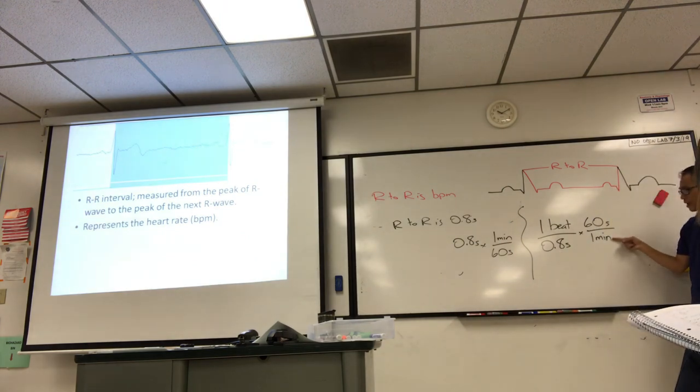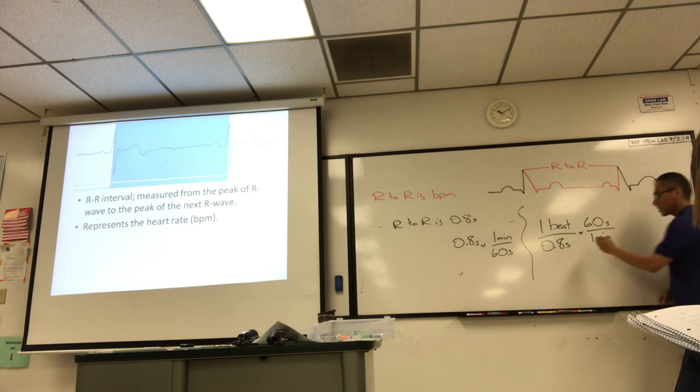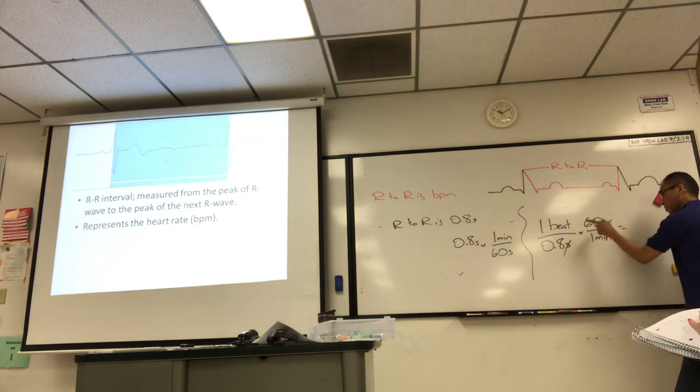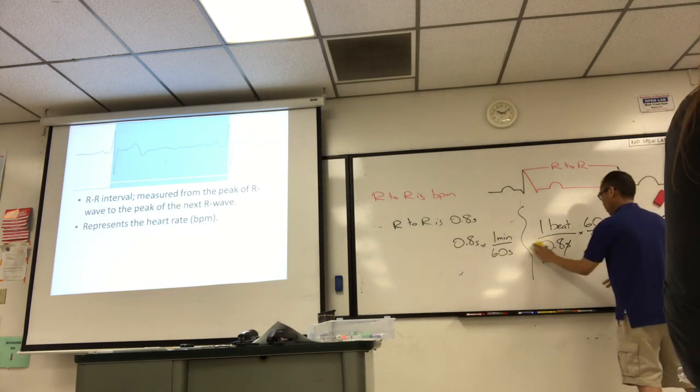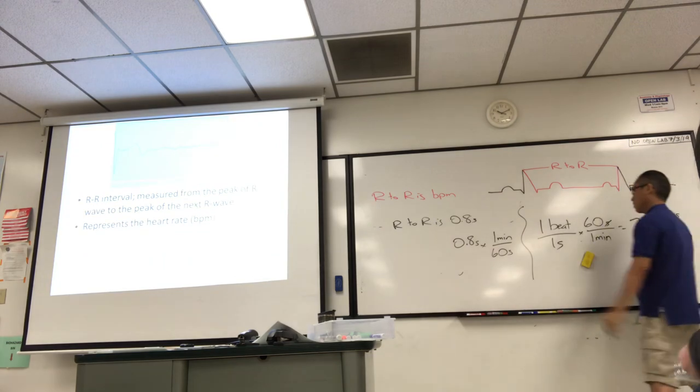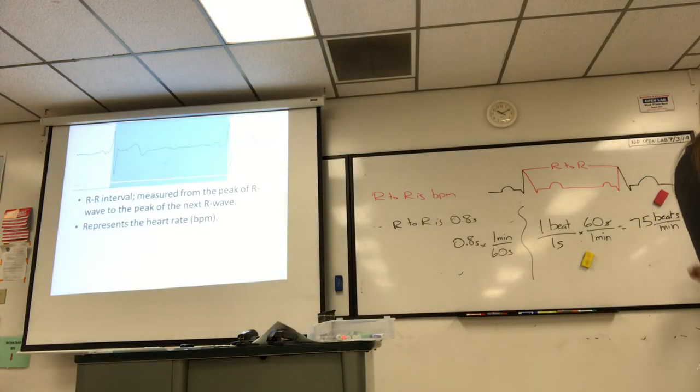There's 60 seconds in a minute. I think you knew that. So then the units cancel out, and our units are going to be beats per minute. That's my heart rate. So what's 60 divided by 0.8? 75. So if it's longer for a younger person, let's say it's 1 second. You don't even have to do the math there. Then your heart rate is 60 beats per minute. So you'll see what it is.